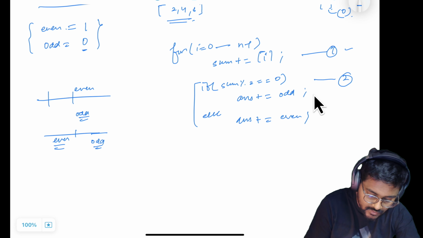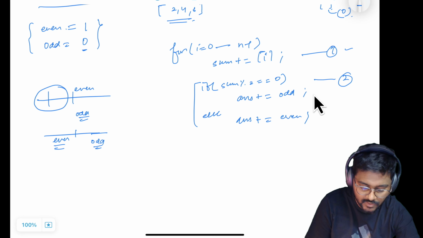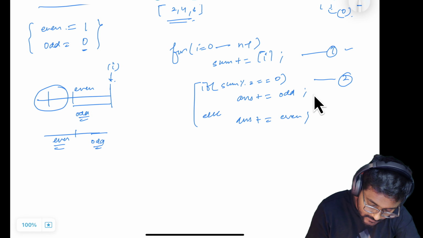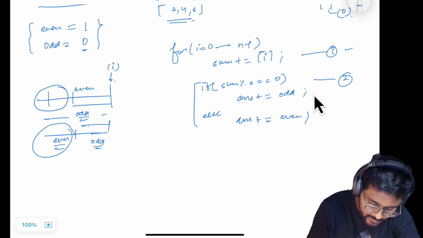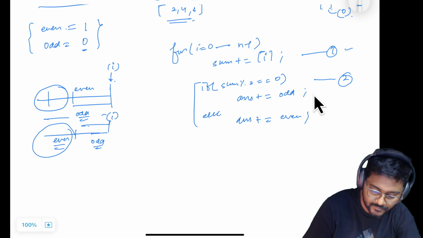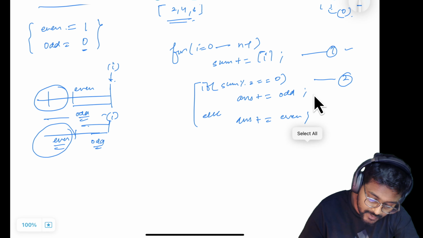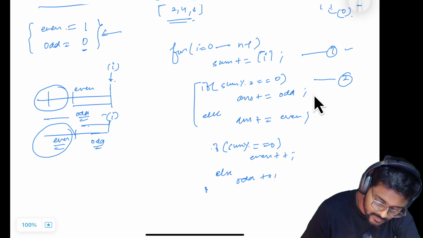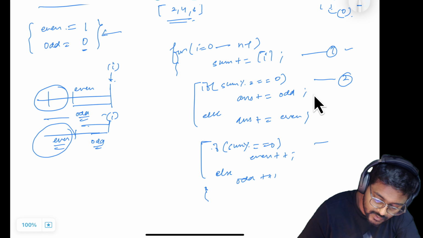If the sum is even, cut the odd portions from the starting, so we are left with an odd portion ending at the ith element. If we have an odd sum, then cut the even portion so that I will be left with an odd portion ending at I. Got it? After that, update your even and odd count. How do we update? If sum modulus 2 equals 0, even plus plus, else odd plus plus. That's all we have to do. This is my third step.